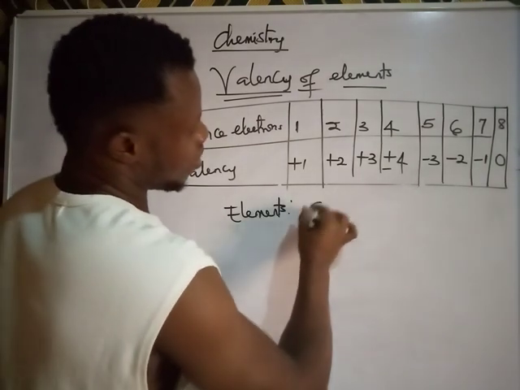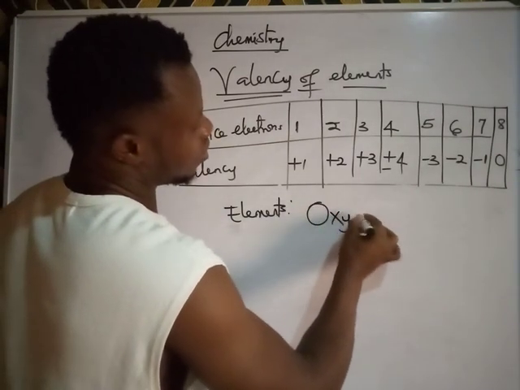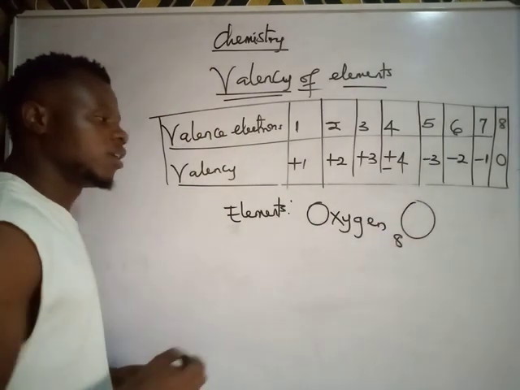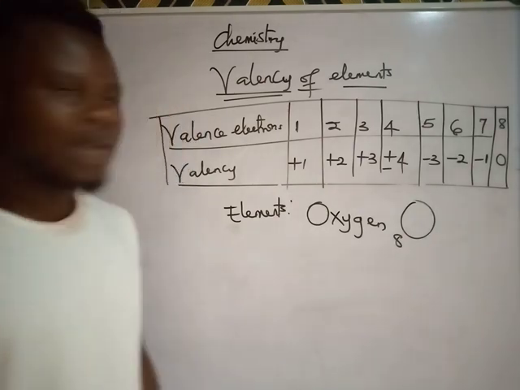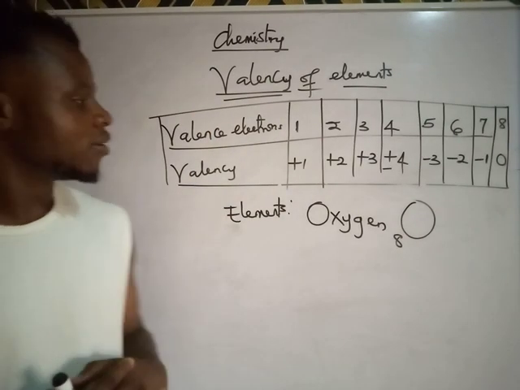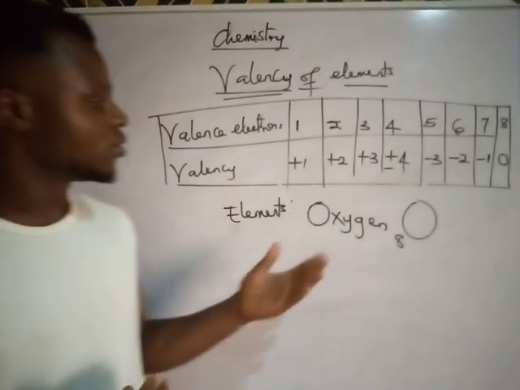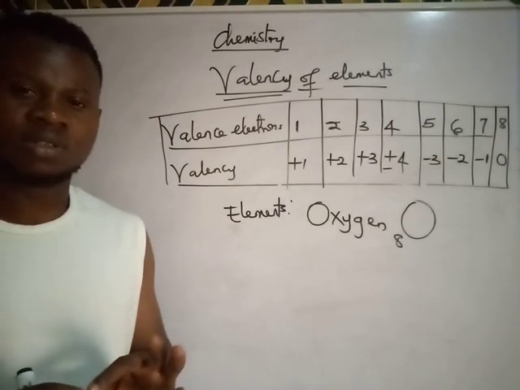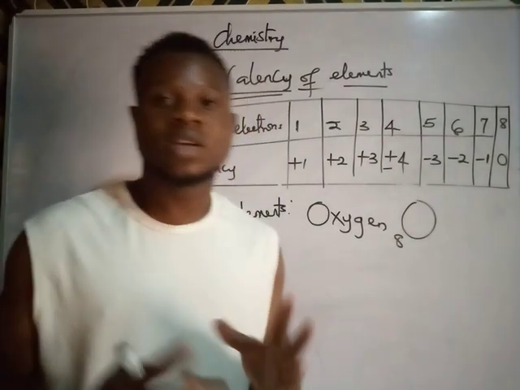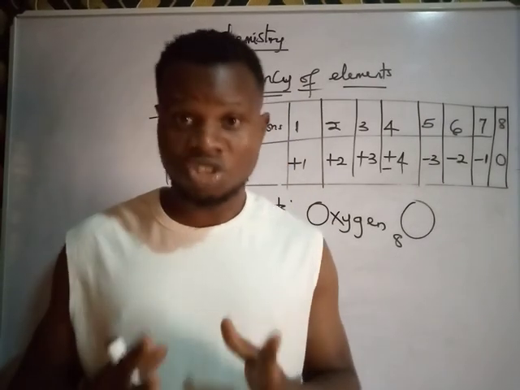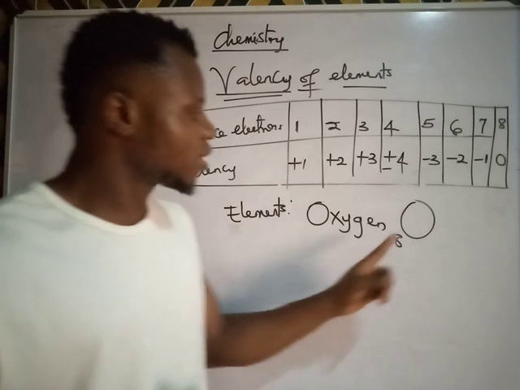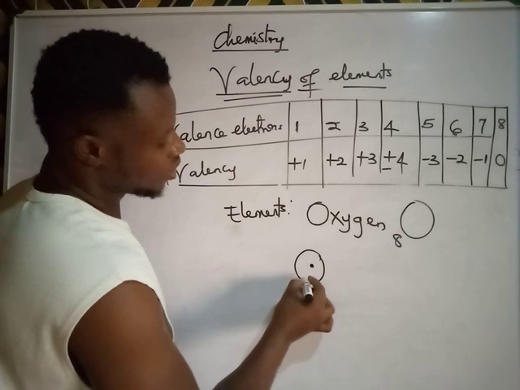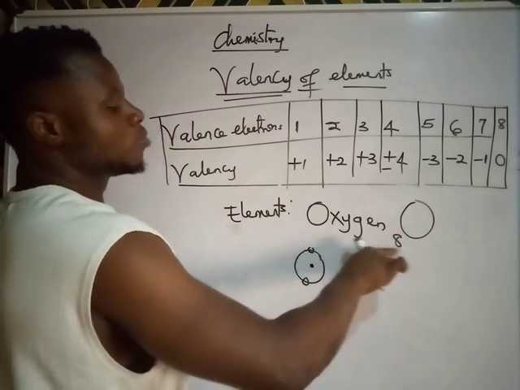Elements like oxygen. Oxygen is number 8 in the periodic table. Now, you know that under electronic configuration, the first shell contains only 2 electrons, while in the other shells we try to obtain what we call the octet structure. Now, if you look at this, the first shell will contain 2 electrons, so I've removed 2 electrons from 8.